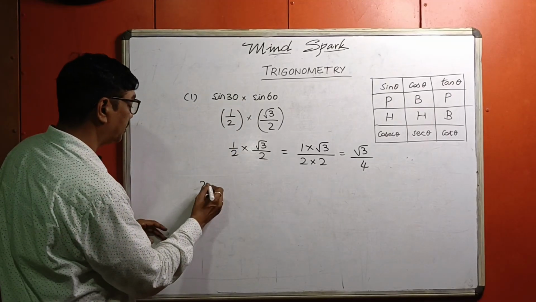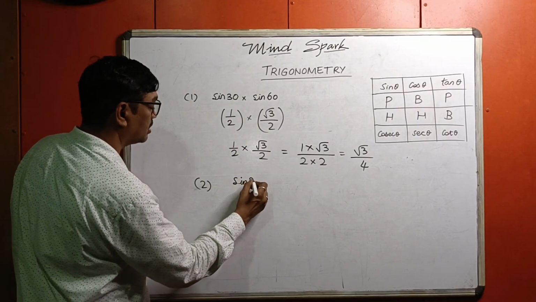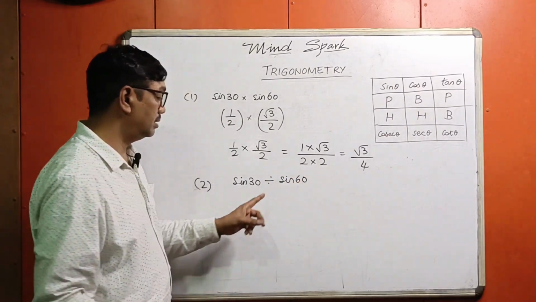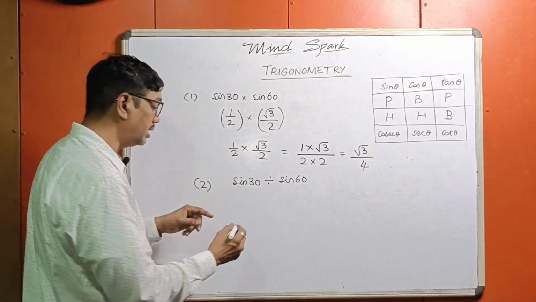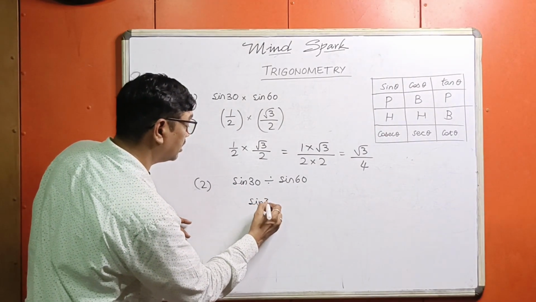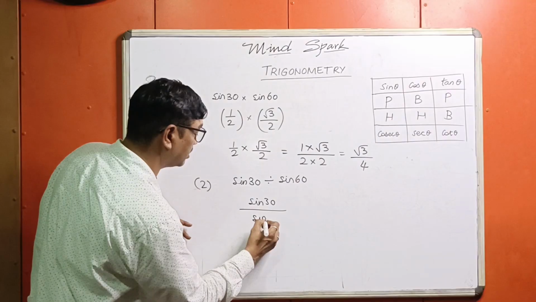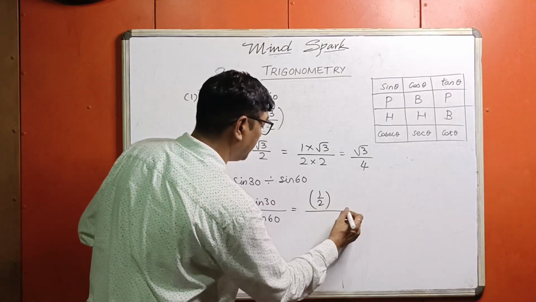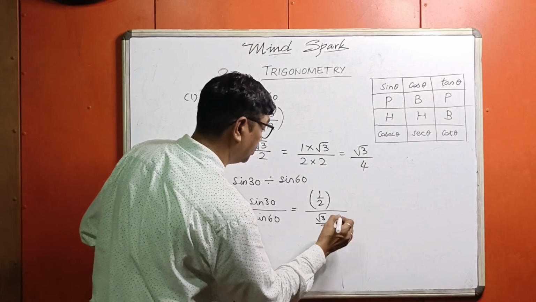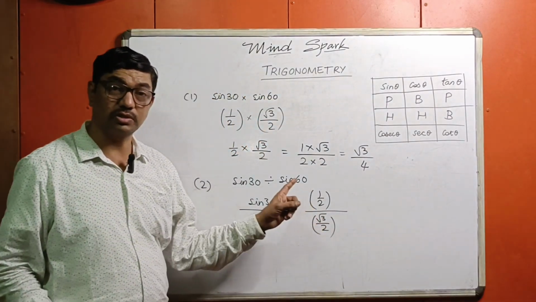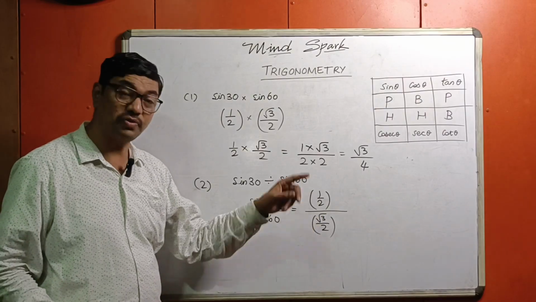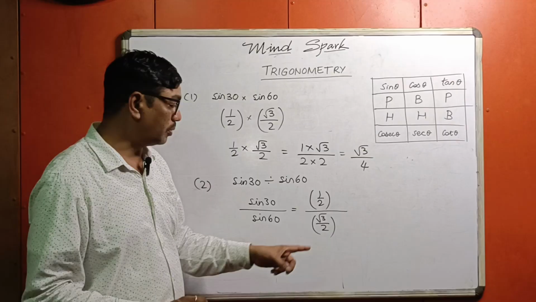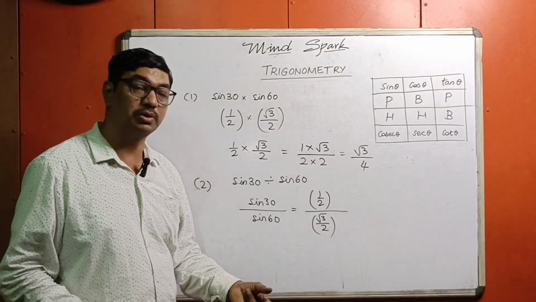Suppose the same problem when division is there: sine 30 divided by sine 60. First you write sine 30 divided by sine 60. In place of sine 30 is half, divided by root 3 by 2. Both are fractions. When you divide, you have to take the reciprocal of the denominator. So what is the reciprocal of root 3 by 2? That is 2 by root 3.